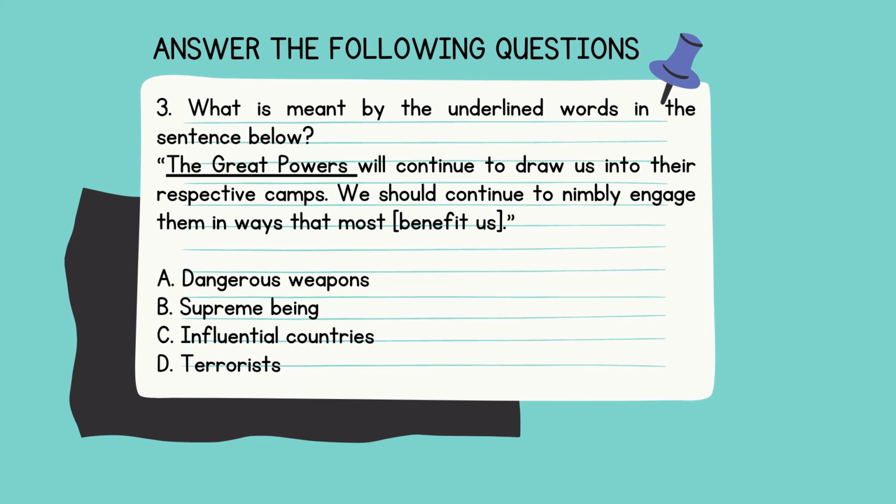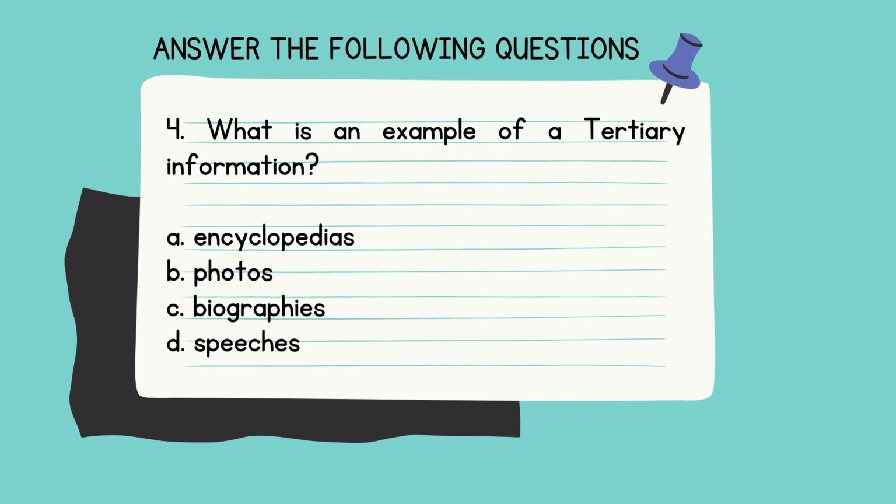A. Dangerous weapons. B. Supreme beings. C. Influential countries. D. Terrorists. The correct answer is letter C, influential countries. What is an example of a tertiary information? A. Encyclopedias. B. Photos. C. Biographies. D. Speeches. The correct answer is letter A, encyclopedias.